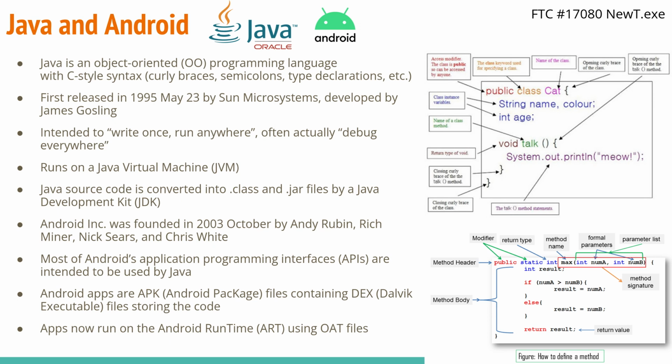Android was founded in 2003, and it's now owned by Google, and it's generally designed to be used with Java, and it uses APK files containing Dalvik executables, and it runs on the Android runtime using OAT files now.